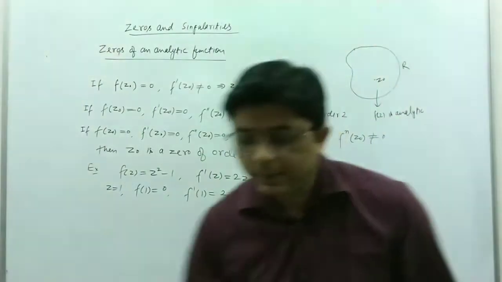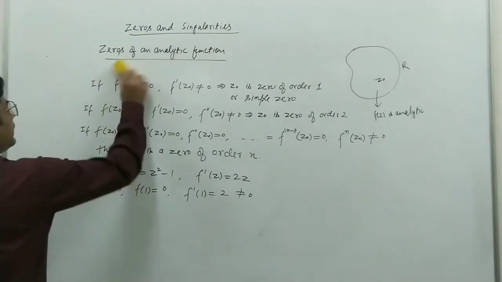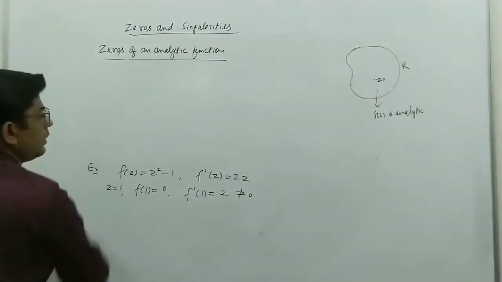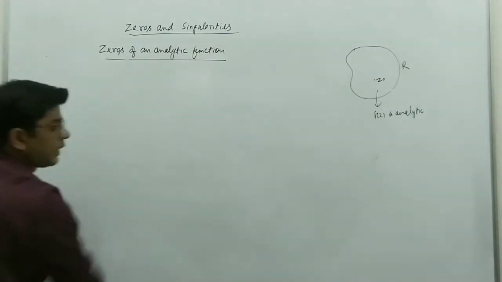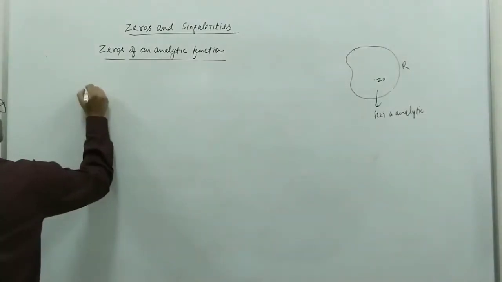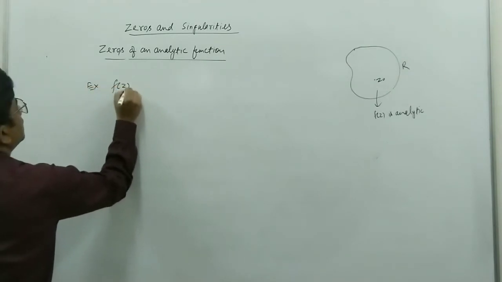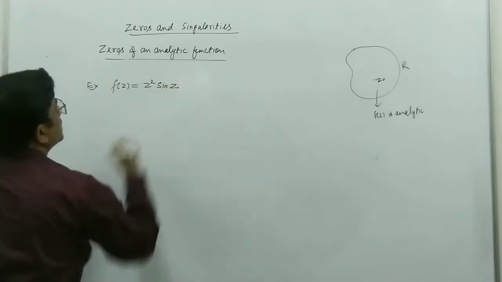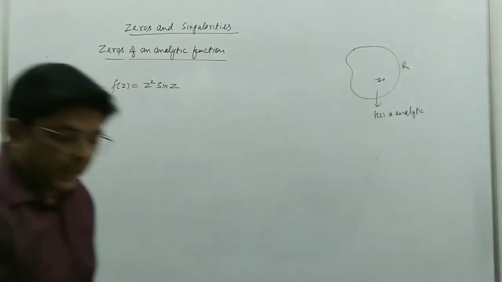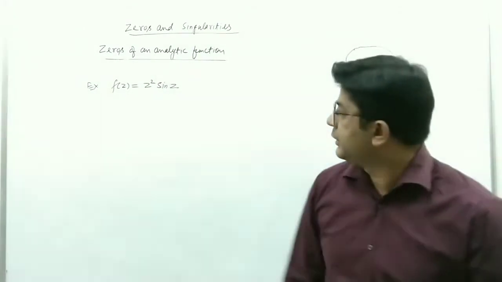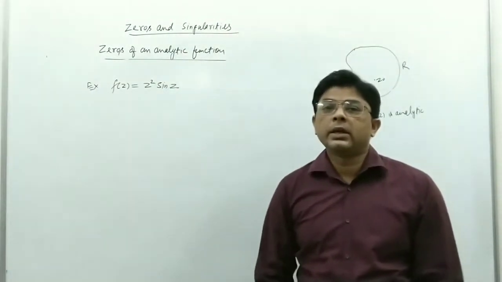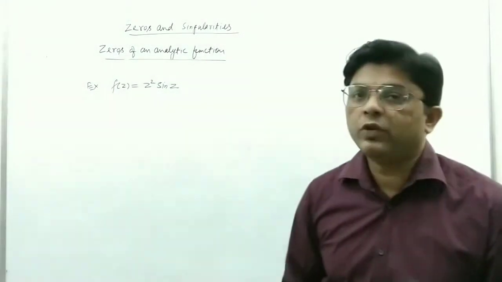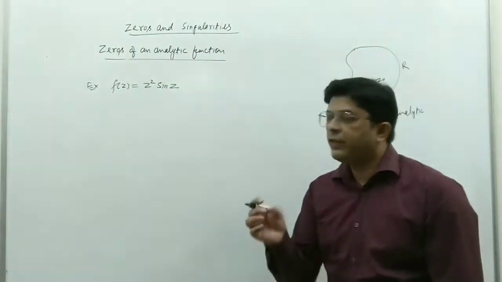Now we take one more example. So now let us take f(z) is equal to z square sin z. Now we want to see what are the zeros of this function f(z) and what are their orders. That means whether they are zeros of order 1, 2 or 3. So we have to find their orders and zeros. So first we find zeros.